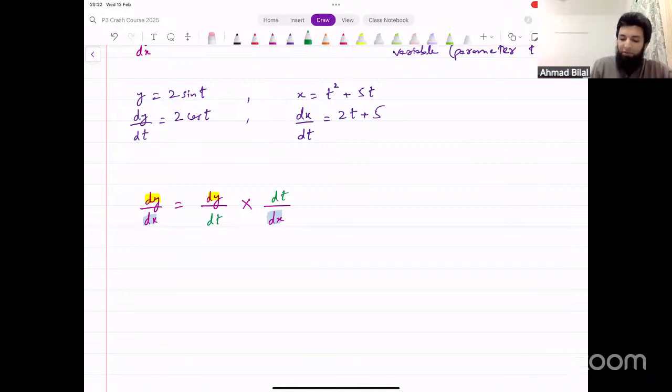And now you just have to input values. dy over dt, what's that? That's 2 cos t. Let's input that here. 2 cos of t. And then dt over dx, what would that be?